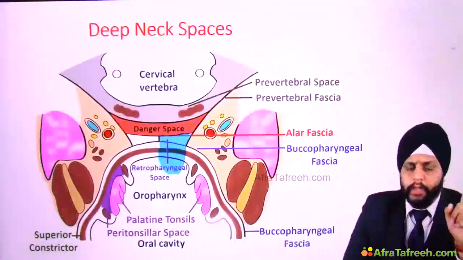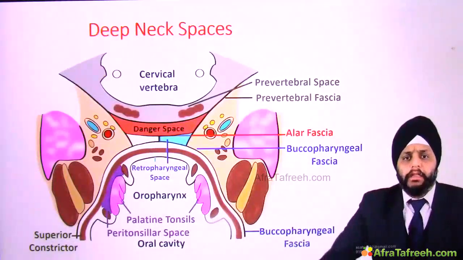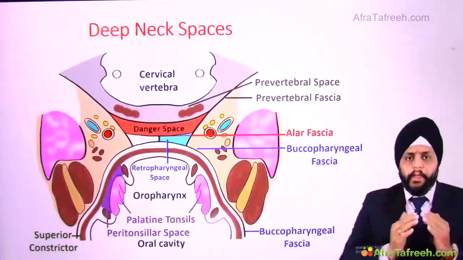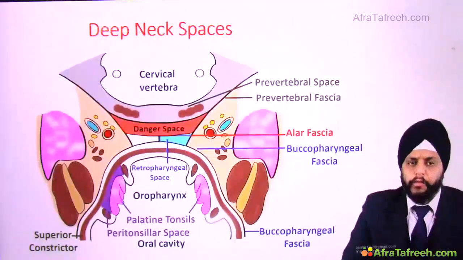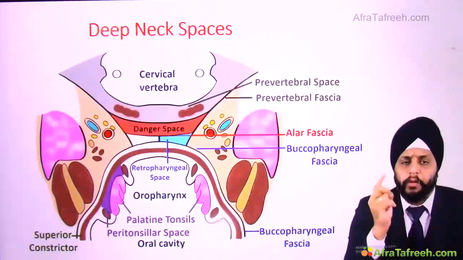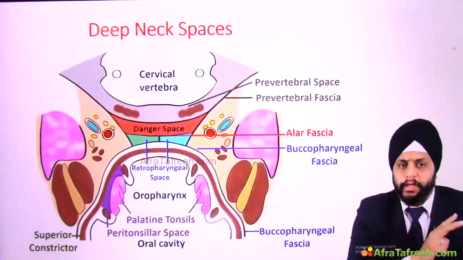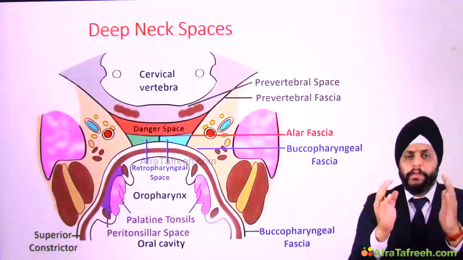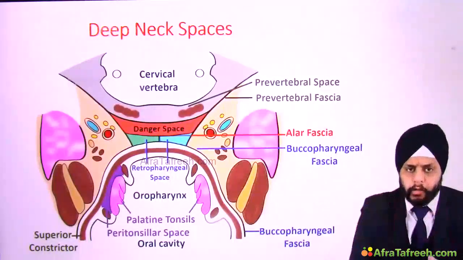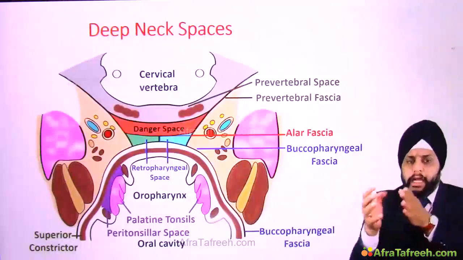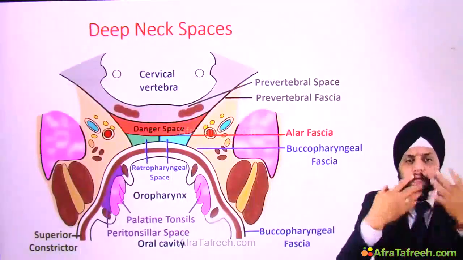Why? Why one side? Look carefully and you will notice that the buccopharyngeal fascia fuses with the alar fascia in the midline. You see over here, it fuses with the alar fascia in the midline. Therefore, it forms two retropharyngeal spaces, one on the left side and one on the right side. So if the abscess is there in the retropharyngeal space, it will be on one side of the posterior pharyngeal wall. A prevertebral space abscess will be in the midline.